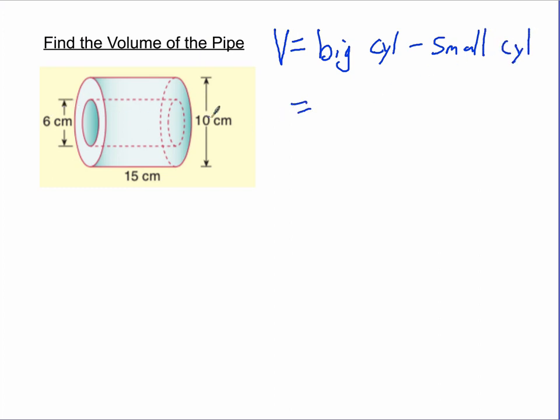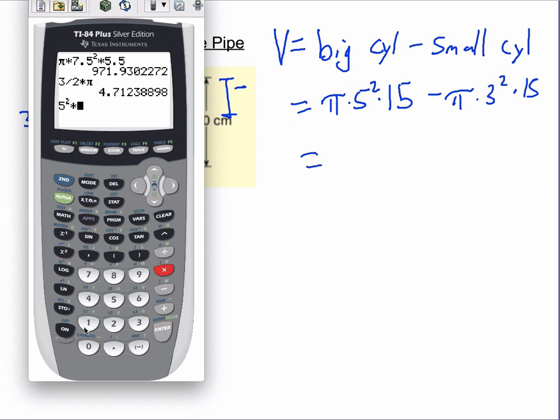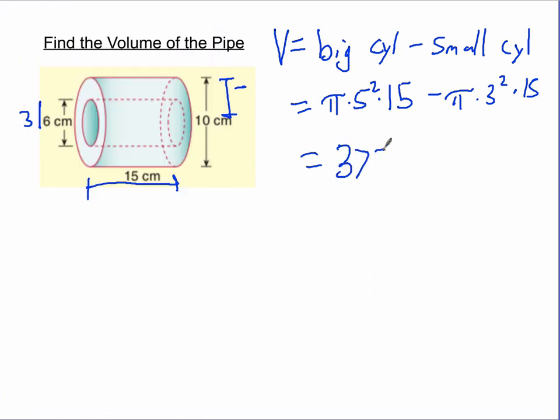Okay, so the big cylinder has a radius of just 5. So it's going to be pi times 5 squared times the height of the cylinder, which is the distance from circle to circle. So that's 15. And then the small circle is pi times the radius of the small circle, which is just 3. It's half the diameter, times 15. Okay, so let's write it all in terms of pi first. That's always a bit neater. 5 squared times 15 gives me 375. So this is 375 pi minus 9 times 15, which is 9 times 10 is 90, add on half of that is 135 pi. Okay, so that gives us 240 pi as the exact answer.